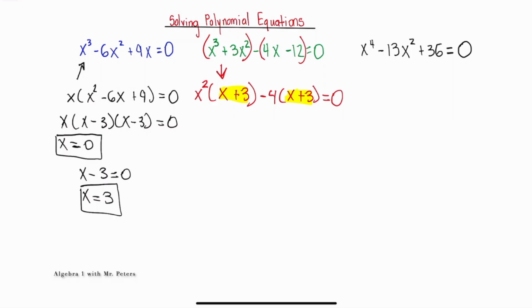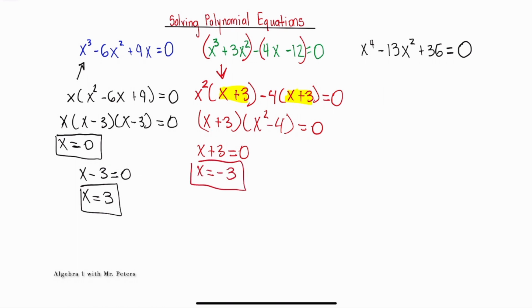So our first factor is x plus 3. And then the second factor is always what's outside of the parentheses. So that is the x squared minus 4. And we set both of these equal to 0. So once we continue solving, our first factor is equal to negative 3. And then the second one, remember that this is the difference of squares.